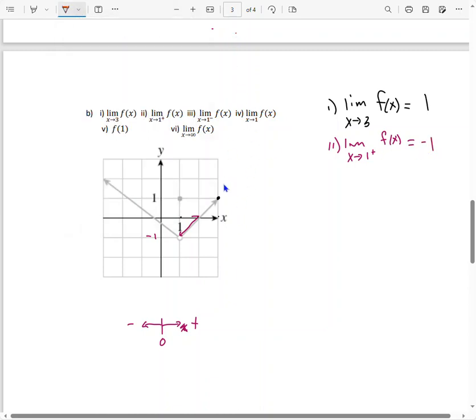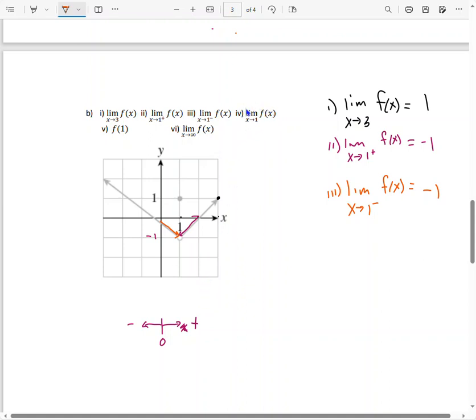Let's do an orange. Orange is for 3. The limit as x approaches 1 from the negative side. From the negative side, negative numbers are on the left, so now I am coming in on the graph approaching 1 from the left, and I still get an answer of -1.